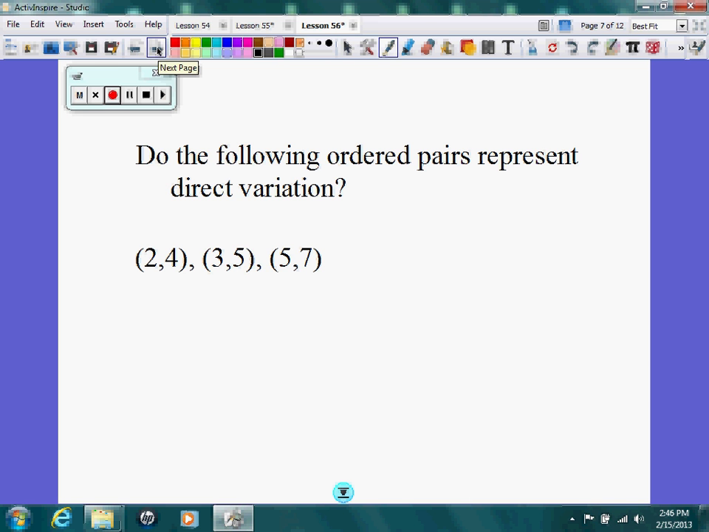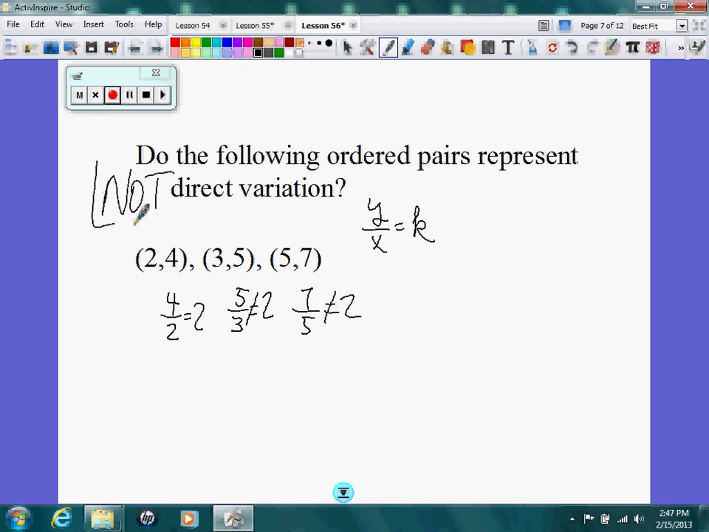Do the following ordered pairs represent direct variation? Well, let's remember y over x is equal to some constant. Okay, y over x here is 4 divided by 2 equals 2. 5 divided by 3 equals not 2. Okay, do we need to go any farther? Well, we could, but 7 divided by 5 is also not 2, so it's not direct variation.